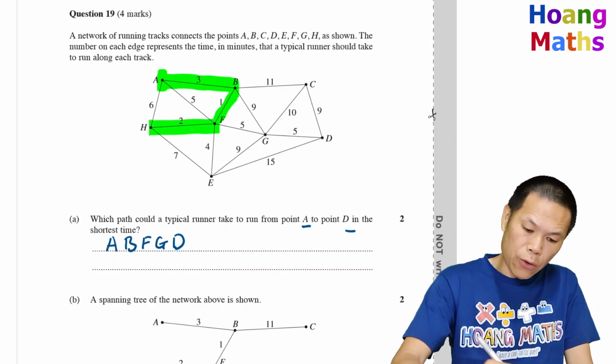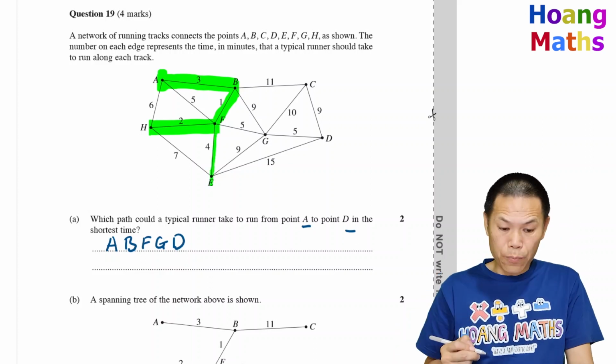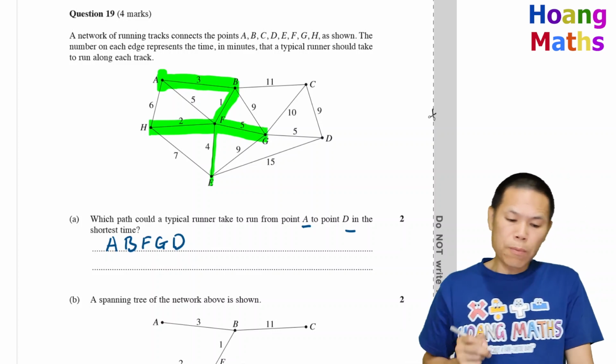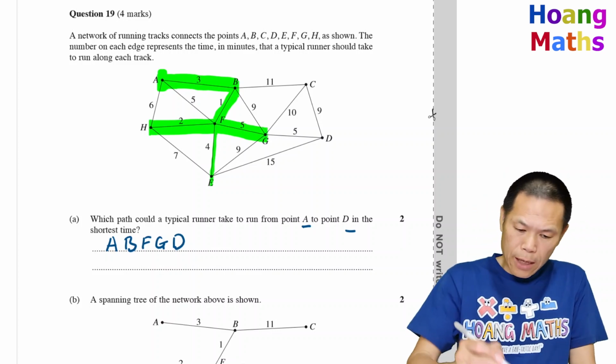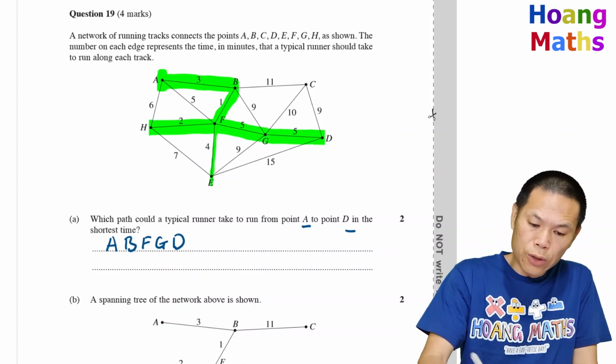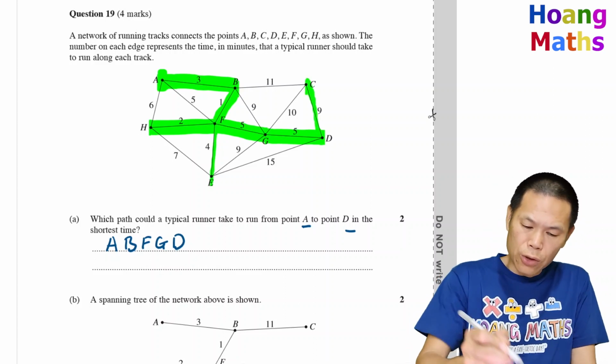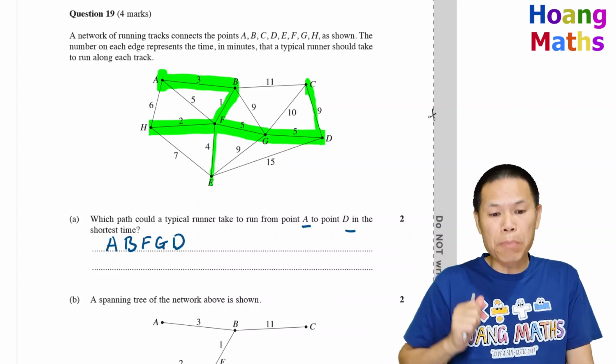And then we can go from F to E. We can start from F to G because that's the shortest one. And then from G, we can go to D. And then from D, we can go to C. So that is our minimum spanning tree.